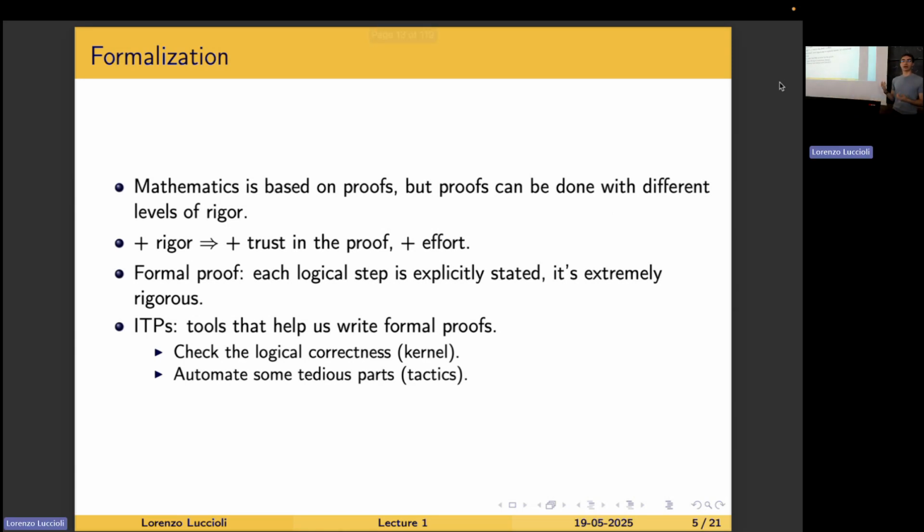The second thing an ITP does is it helps you write this formal proof faster. As I said, it takes a long time to write formal proofs, mainly because there's a lot of repetitive details which are not actually bright ideas and abstract formalizations, but more pedantic details. A lot of those details can be automated through software, which produces a certificate that the kernel can then check. The part of software that does this is called the tactics, which are automations.